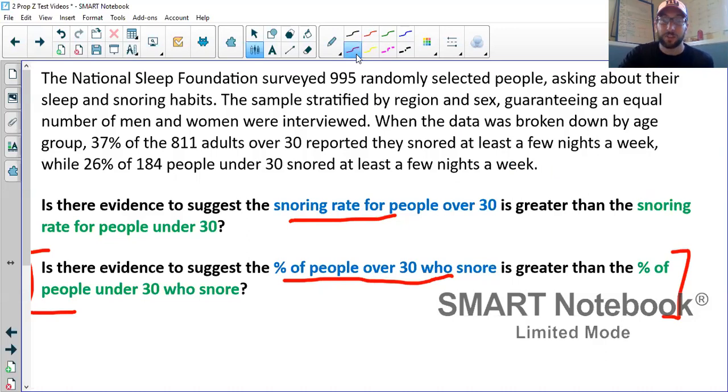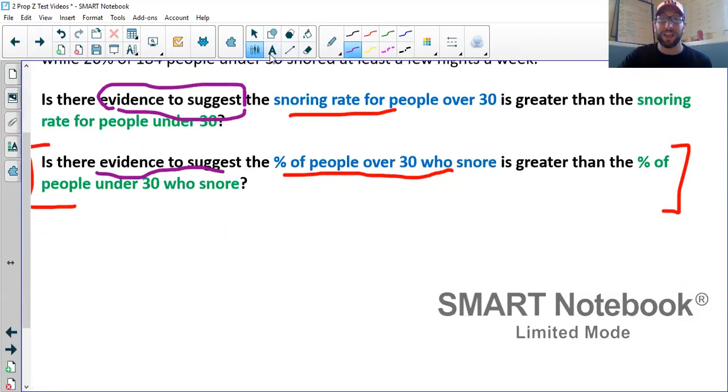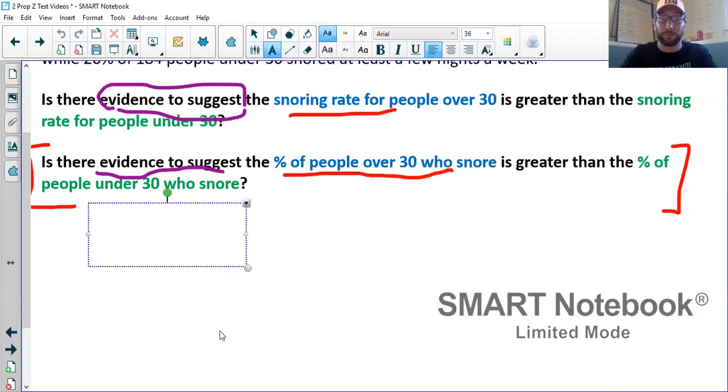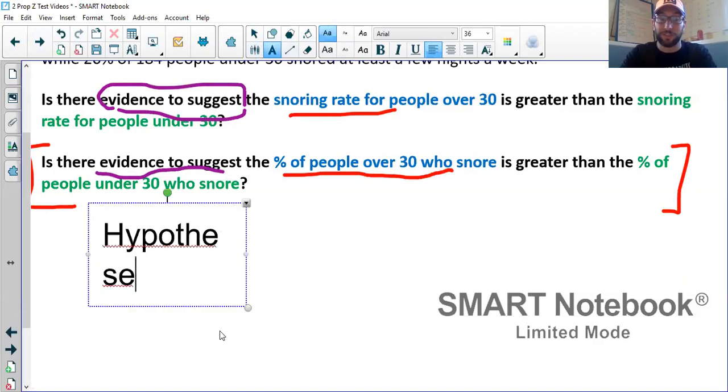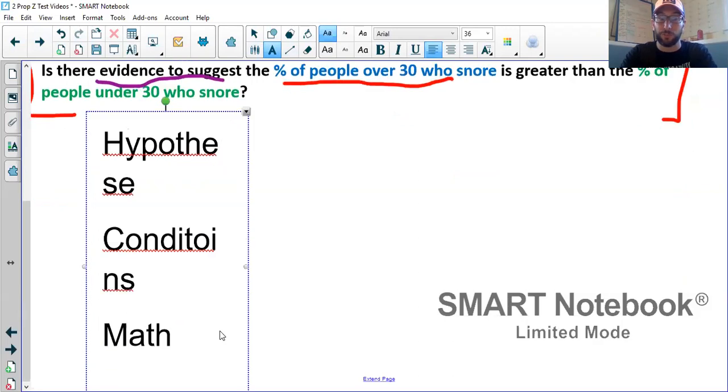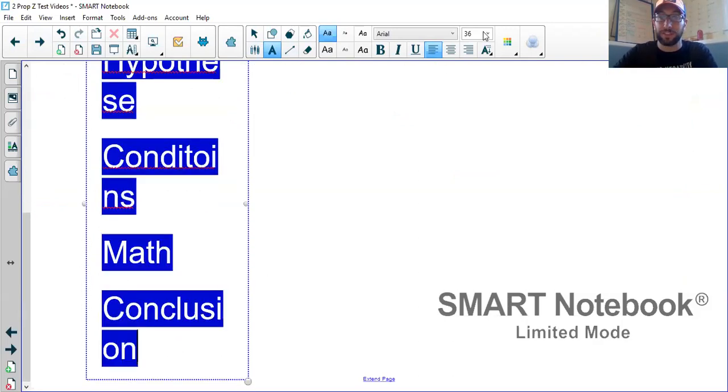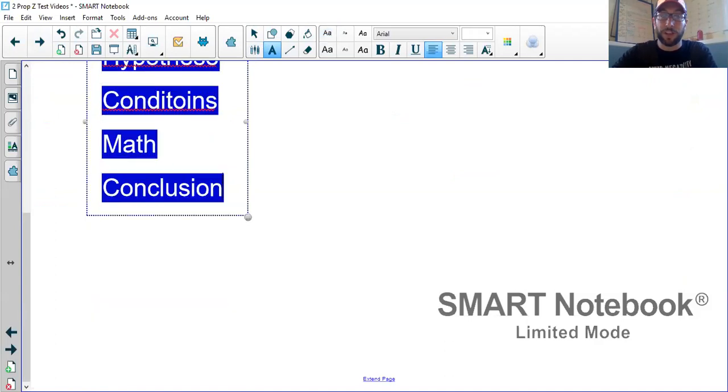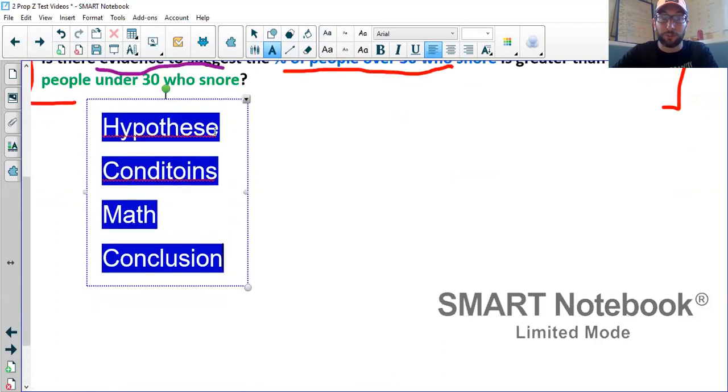AP exam-wise, we're not estimating a difference here. We're looking for evidence to suggest, and that's always a key phrase. When we want statistical evidence, statistical justification of some claim, what we're going to provide is a hypothesis test. The process is going to be the same as every hypothesis test. We jump in with our hypotheses, conditions, do some math, and then write a conclusion based on that p-value. None of that's different. We know the general idea.